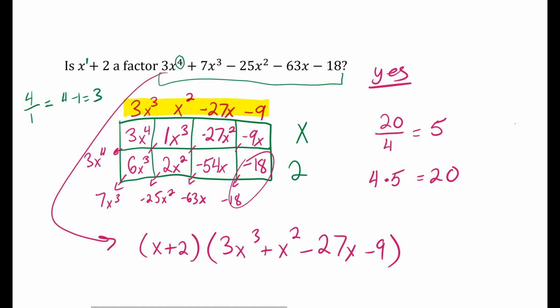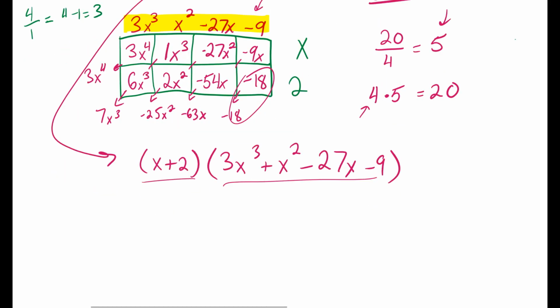So we're walking into that same issue here where this polynomial that we started with, the 3x to the 4th and so on, can be rewritten as x plus 2 because when I divide it, x plus 2 goes in evenly, times 3x cubed plus x squared minus 27x minus 9 because that's the quotient that we get. So that's like the 5 in this case, and the x plus 2 is like the 4. So we have in fact factored that 4th degree polynomial, but there might be a little bit more we could do to factor here.